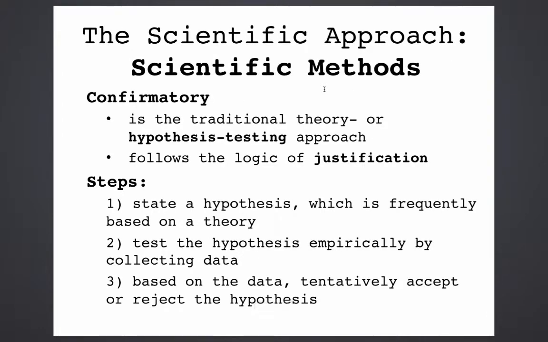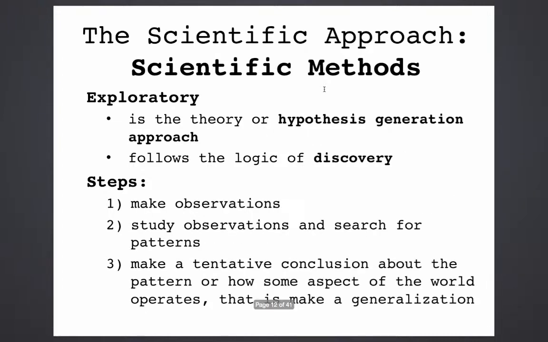Types of scientific methods. There's the confirmatory type of approach. This is more traditional in the sense that you are testing hypotheses. You're working through a process of logically justifying your expectation. So the steps involved are to state a hypothesis based on theory, test the hypothesis empirically by collecting data, and then based on your analysis, tentatively accept or reject the hypothesis.